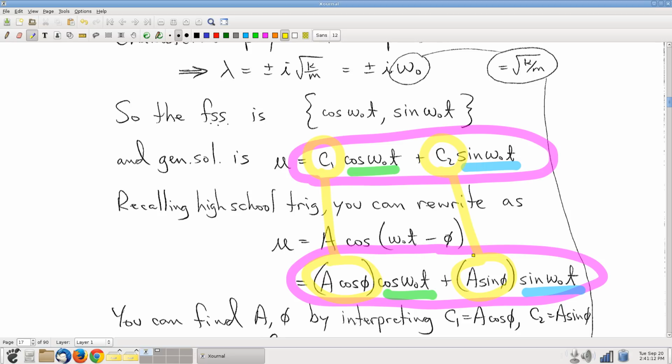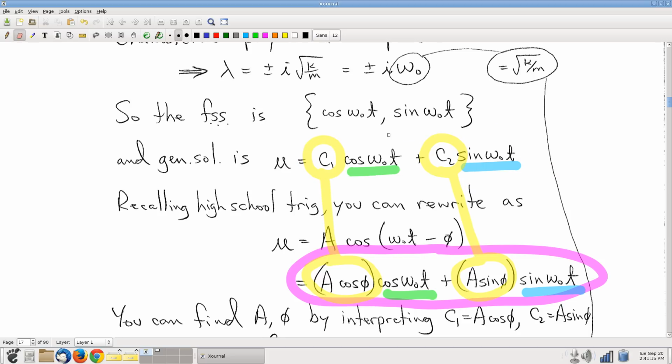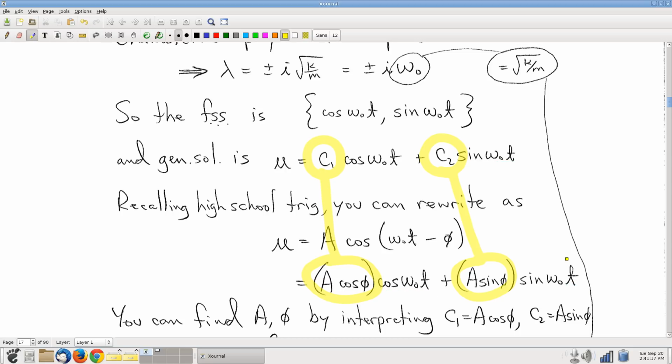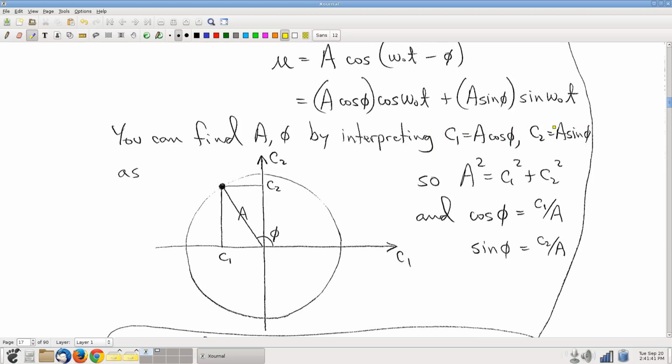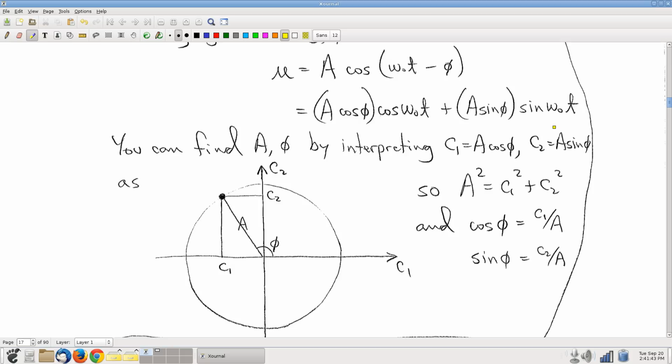It's important for students to be comfortable with this kind of an argument. So specifically then, if you have C1 and C2, and if you want to figure out what A and phi are, how exactly do you put one of these into this form? You need to figure out what are A and phi. Then these are the relationships that do it for you. C1 is A cosine phi, C2 is A sine phi. And think back to, again, your high school trig, and recall this triangle, A cosine phi, A sine phi.